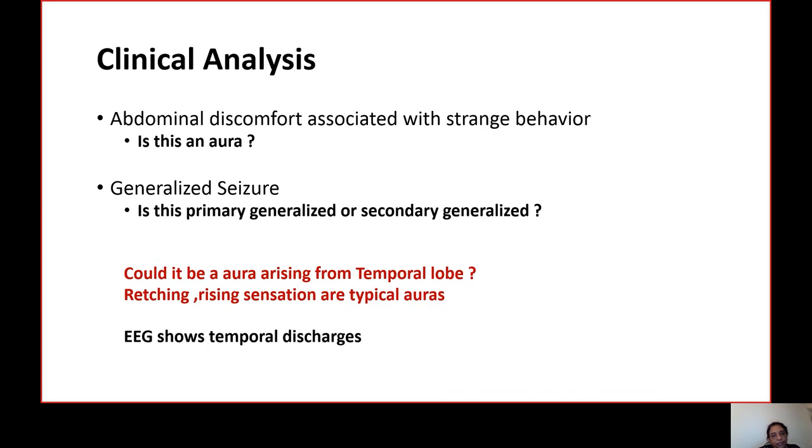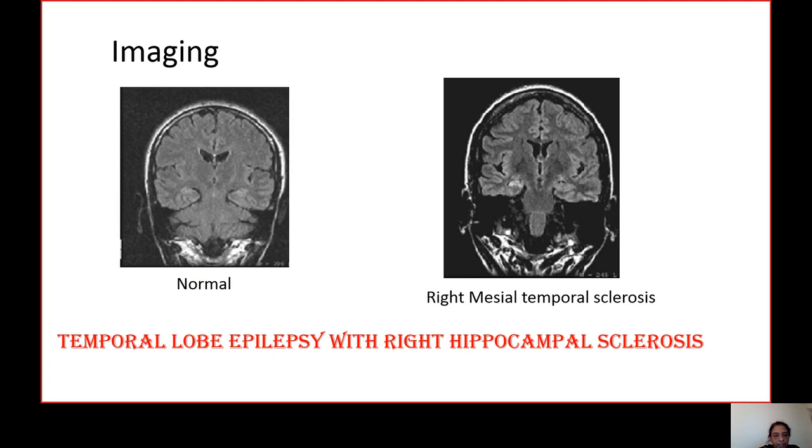You analyze this patient. Abdominal discomfort is associated with the strange behavior. Could this be an aura? Then, is the generalized seizure that the teacher witnessed a primary generalized or secondary generalized seizure? And also, what sort of aura is this? Could it be arising from the temporal lobe? We know that temporal lobe auras consist mostly of upper gastrointestinal symptoms like retching and a rising sensation, which are the typical ones. Then the EEG, done subsequently, shows temporal discharge. There's an imaging here. The one on the left side is a normal MRI brain.